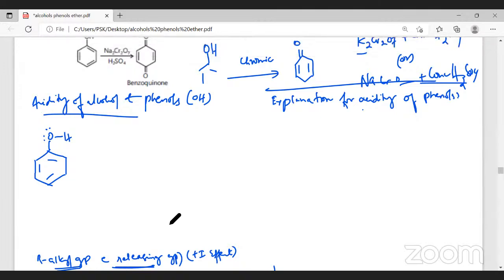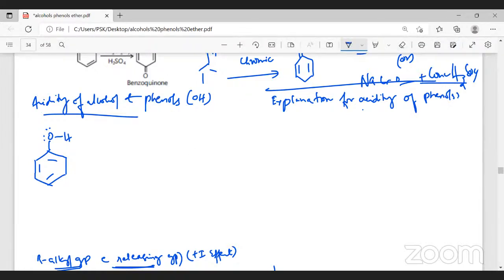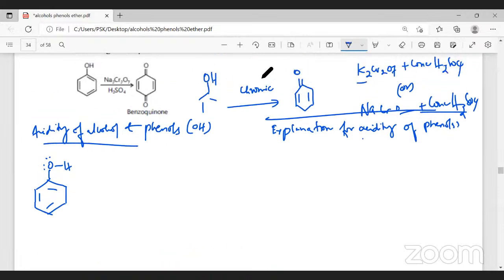The main factor for acidity of phenol is its resonance. The main factor for acidity of phenol is resonance. Now, what is this main factor? Now, I'll write it here.